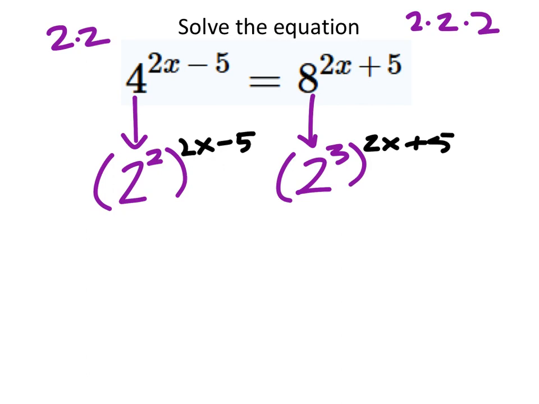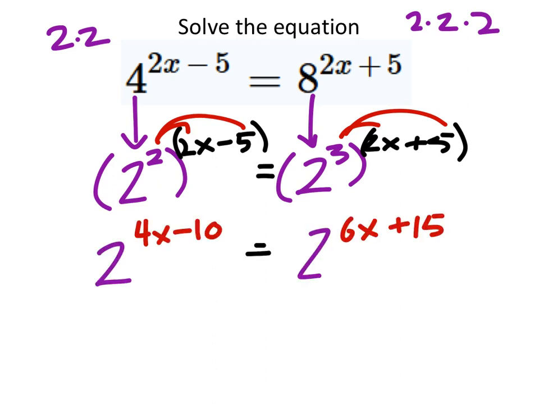So this gets us the same base, which is what we want. Let's do the work with the bases first. We'll multiply the exponents. If I look at the 2x minus 5, I'll be distributing the 2 into that parentheses, and the 3 also into the parentheses for the 2x plus 5. From this, if we could get the exponents to be the same, then we'd have the same value either way. So we could ignore the two bases and just solve for the exponents.